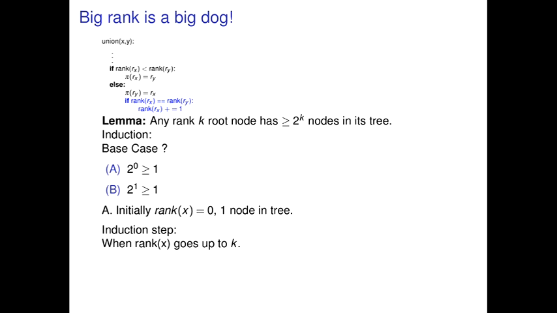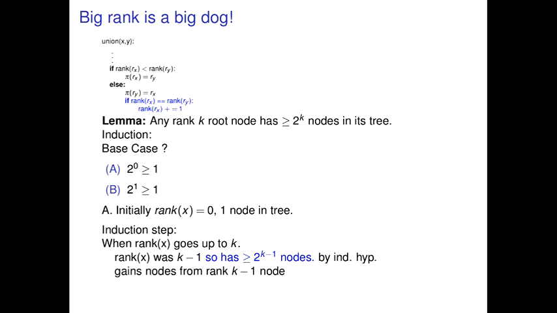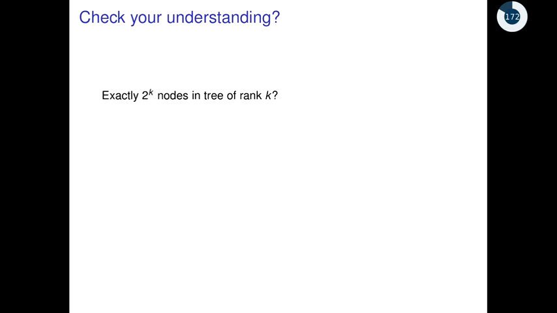Okay, so let's see that. Rank of X was K minus 1. So it has greater than or equal to 2 to the K minus 1 nodes by the inductive hypothesis. And it gains nodes from another rank K minus 1 node, which has at least 2 to the K minus 1. This is equal to 2 to the K. So that's the proof. It's set up very cleanly, this whole thing, unlike what will happen later. But okay, so did I just prove there's exactly 2 to the K nodes in a tree of rank K? Is that what I proved?